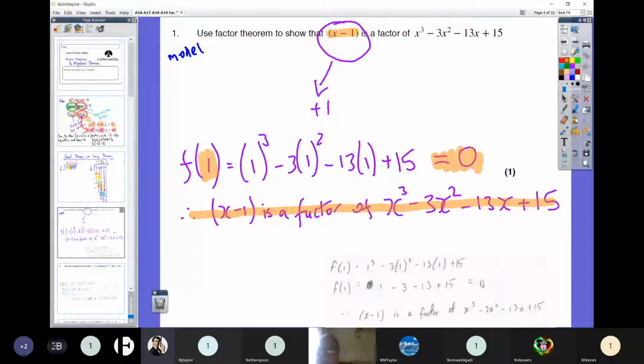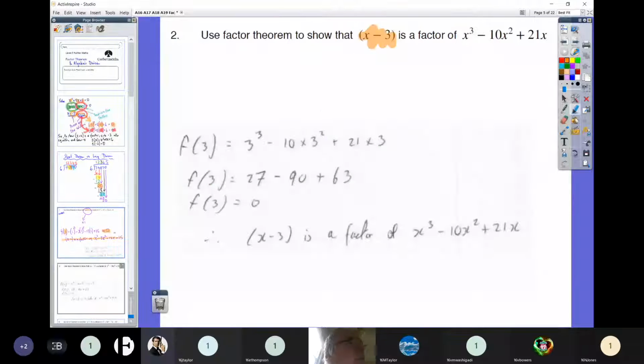So, question 2. Use factor theorem to show that x minus 3 is a factor. So what Mr. Corbett's done, he's just gone and taken 3. Oh, you can't see it yet, sorry. I'll wait for it to click through. No, you can see it now. So we've been asked to show that x minus 3 is a factor. So he's taken plus 3, he's subbed it in, he's got 0, and therefore he's concluded it is a factor.